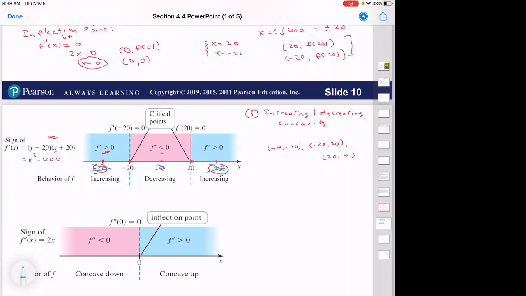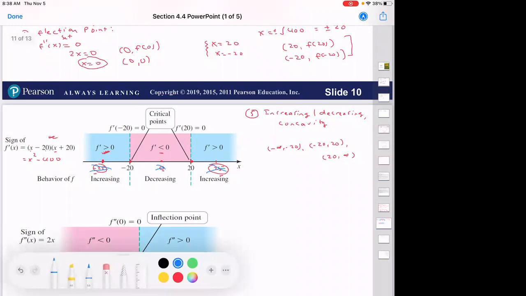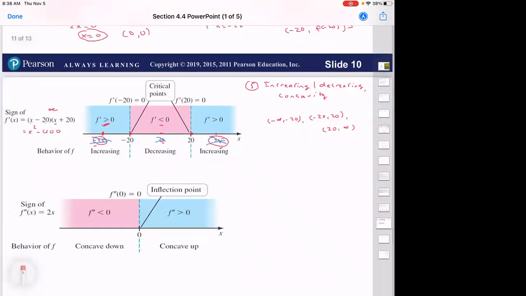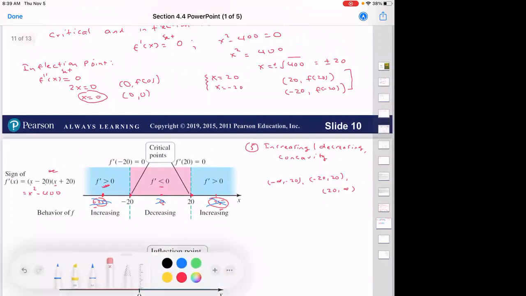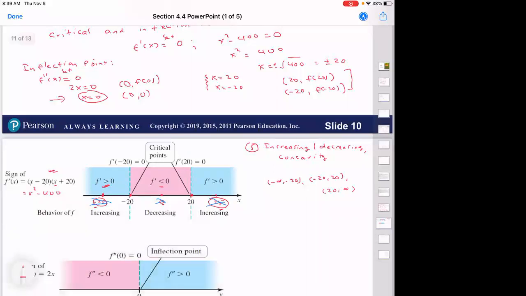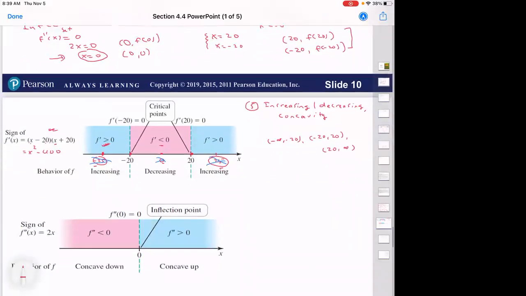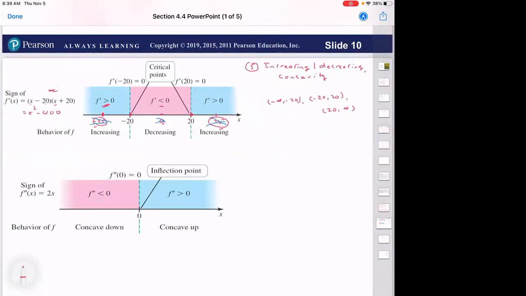Now try to find the intervals on which the function is concave up or down. For that purpose, you see what we got when we set our second derivative equal to 0 and solve for x. We set the second derivative equal to 0 and solve for x. We get x equal to 0. Plot that 0 here on the number line.